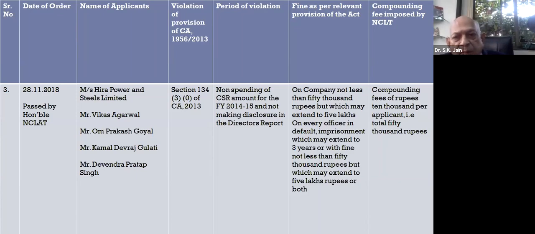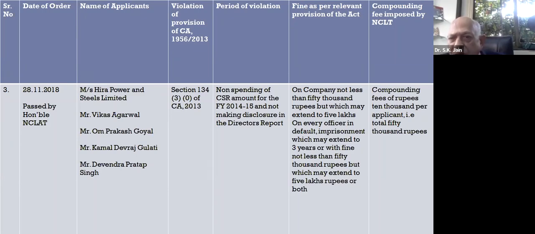On company, not less than ₹50,000, but which may extend to 5 lakh. On every officer in default, imprisonment which may extend to 3 years, or the word is "or" with fine, so it is compoundable, not less than 50,000, but which may extend to 5 lakh rupees. So what is the minimum fine in case of company? 50,000, and the discretion is from 50,000 to 5 lakh. 50,000 has to be imposed on the company, but after that up to 5 lakh, any fine can be imposed in between. Company cannot be awarded punishment of imprisonment.